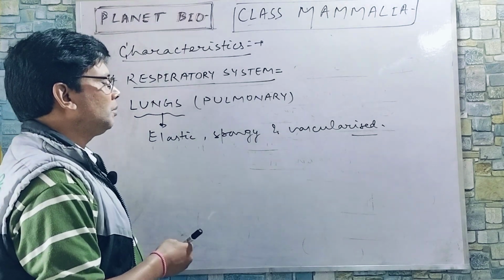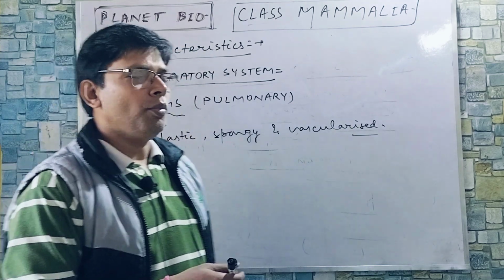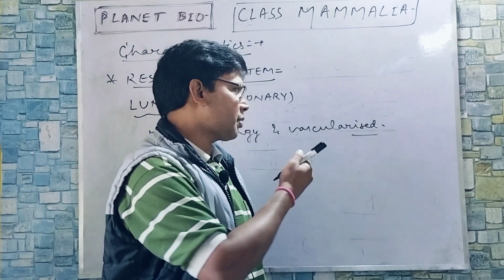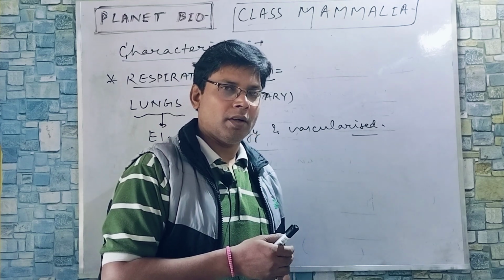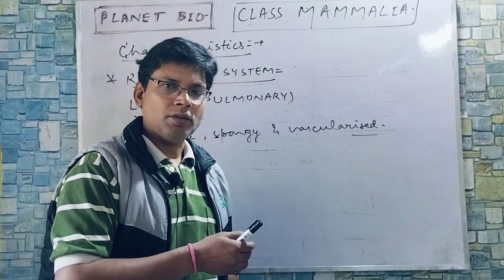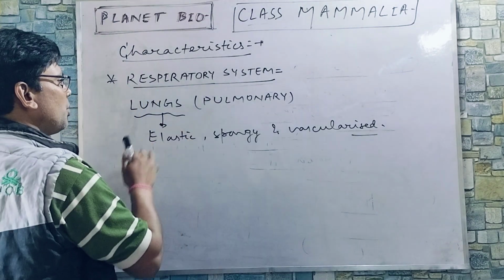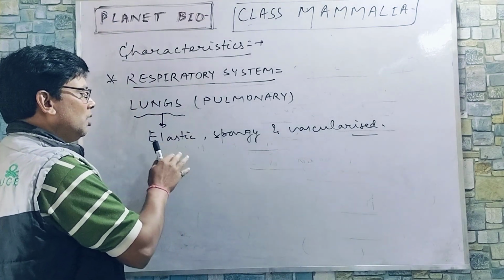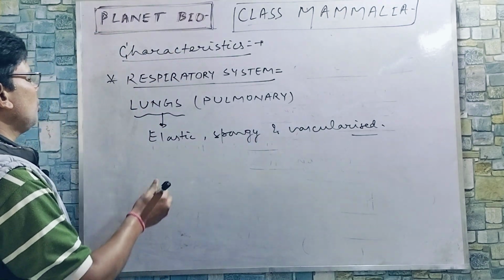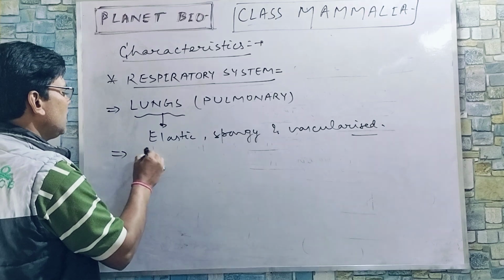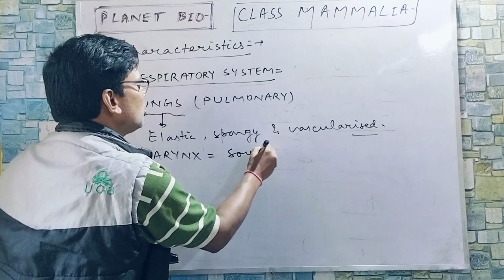So far as change in adaptation of mammals is concerned, blue whale is an aquatic mammal that also respires through lungs. Bats with volant or aerial or flight adaptation also respire through lungs. Human is a terrestrial mammal that also respires through lungs. So lungs means pulmonary respiration with a great degree of elasticity, sponginess and vascularity. One more thing, larynx with vocal cord. Larynx acts as a sound producing organ.